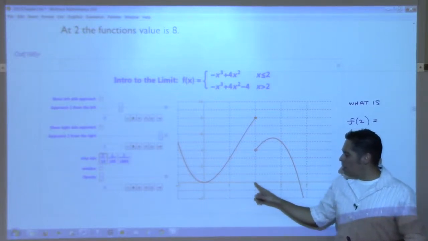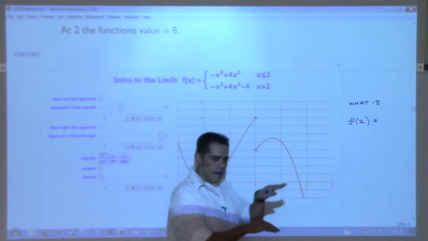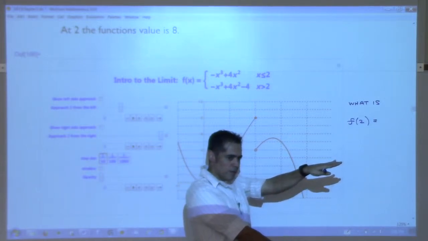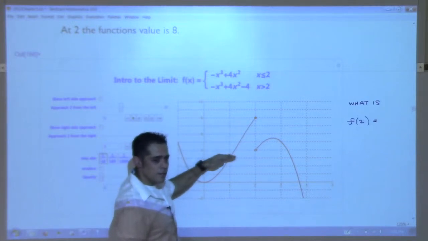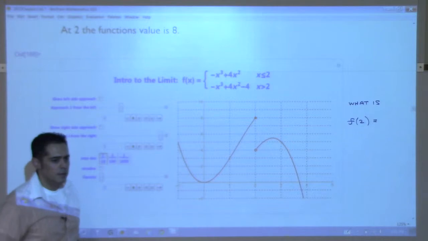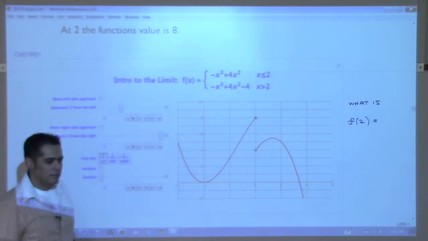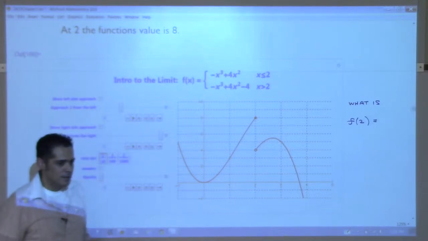If you say when you plug in 2, like 2 goes in, it's not possible to have 4 and 8 come out, right? Because then it wouldn't be a function. It's got to be one or the other. So from the picture, can you tell which one it is? Is it 4 or is it 8? And why? 8 because of why?